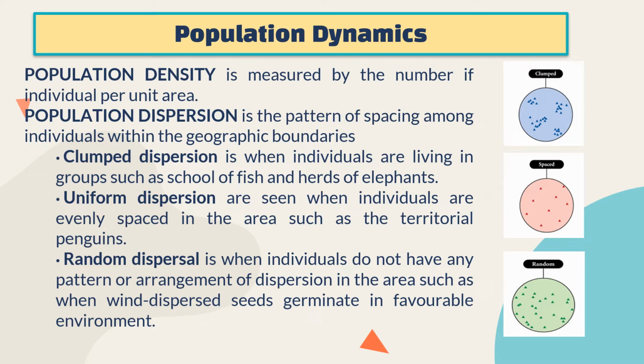For uniform dispersion or spaced dispersion, they are seen when individuals are evenly spaced or have equal space in the area, such as territorial penguins. Lastly, we have random dispersal, when individuals do not have any pattern or arrangement of dispersion in the area, such as when wind-dispersed seeds germinate in a favorable environment. So for random dispersal, there's no pattern or no sequential order of different individuals.